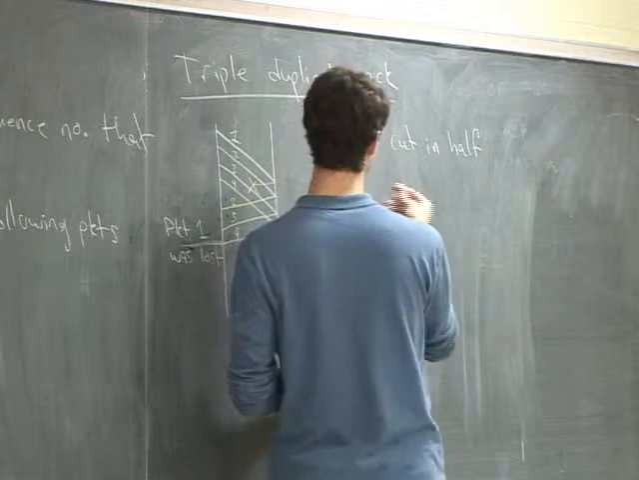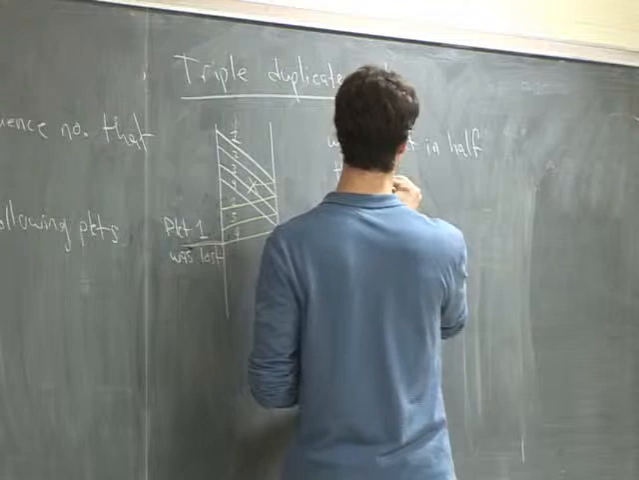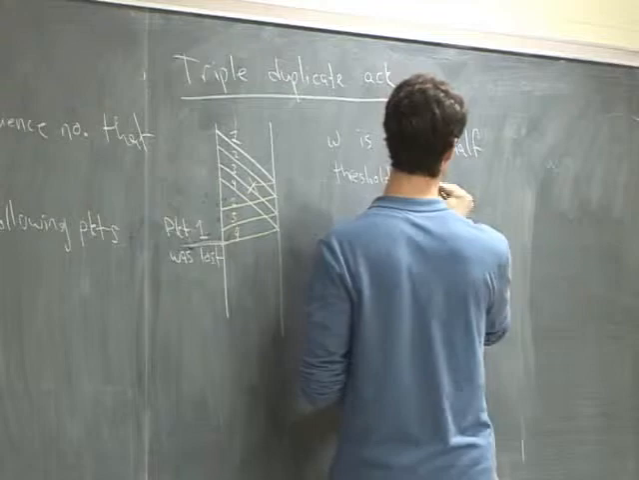And we set our threshold. We also cut our threshold down. Threshold is set to our new W after we cut it in half, all right?